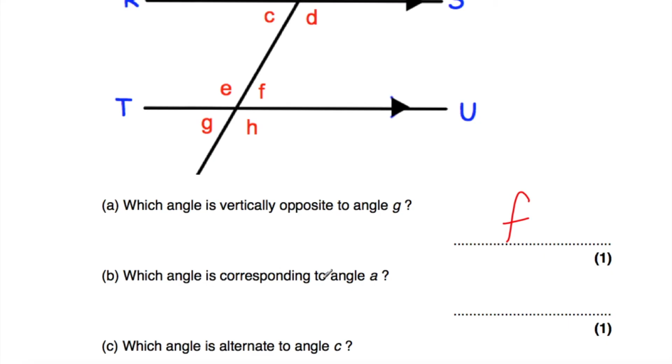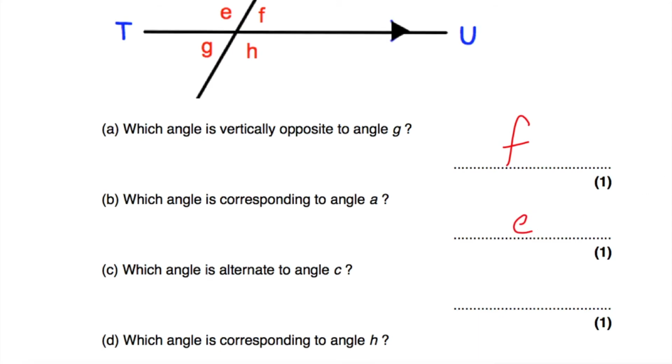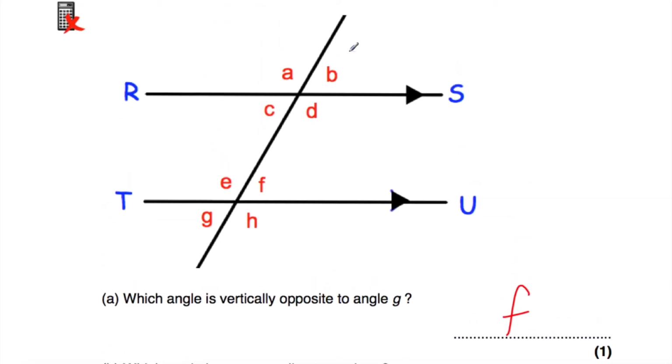Okay, part B says which angle is corresponding to A. If we look at this collection of angles at the top, A, B, C, and D, A is in the top left-hand corner of those angles. And we've got this transversal that crosses the two parallel lines. If we now look at this collection of 4 angles, E is in the top left corner of those. So angle A and angle E are equal to each other, because that transversal cuts those parallel lines in the same direction, so they're corresponding to each other. So A is corresponding to E. Let's write that down: angle E. And actually, A would be corresponding to E, B to F, C to G, and D to H.